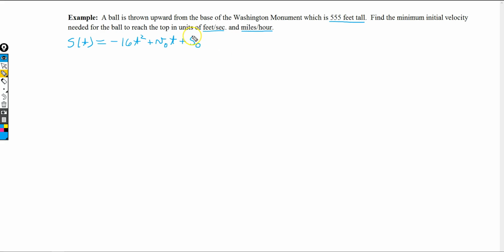Now in this case, we're going to assume that S0 is equal to 0. We're going to assume that this is 0 because it says it's thrown upward from the base of the Washington Monument. And if we were standing at the bottom of the monument and threw it upward, well, our arm might be maybe 5 or 6 feet above ground level, but that's pretty small in comparison to 555. So we'll assume it's ground level, so the initial position is 0.